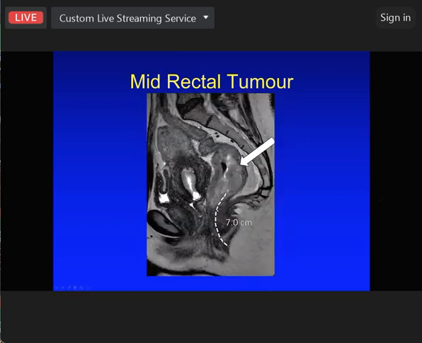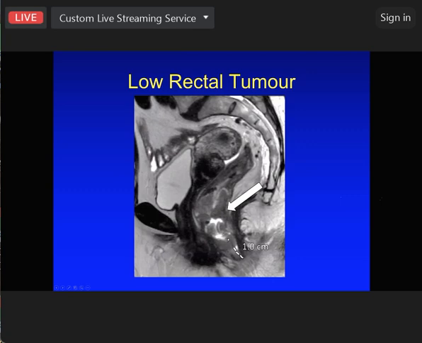Here is a mid-rectal tumor. You can see this fairly exophytic tumor is 7 centimeters from the anal verge. And here, by contrast, is a low rectal tumor. It's only 1 centimeter from the anal verge, so it's actually extending into the anal canal.